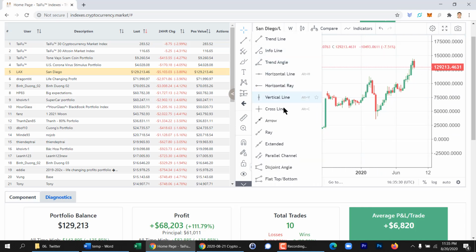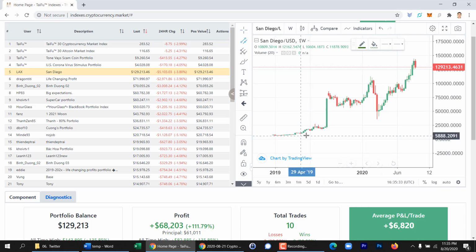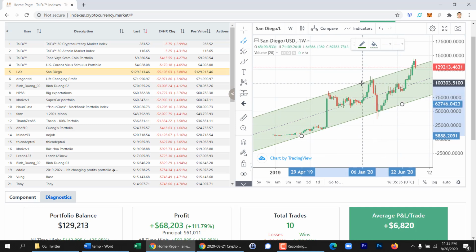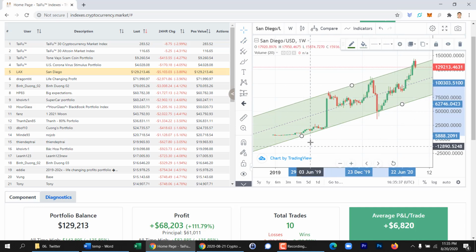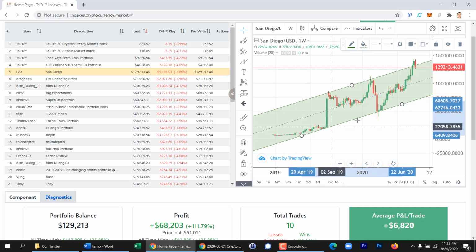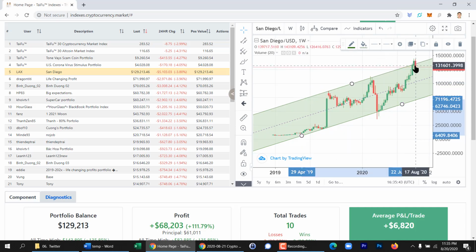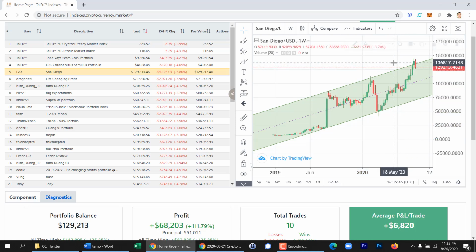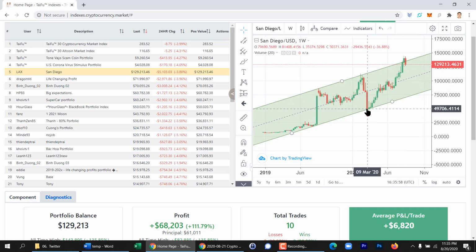If I click on this and draw a trend channel just like that, I'm not surprised that we start selling right here. See that? I would not be surprised if this sold down to here and bounced back up, or if it dropped all the way down to here before it bounced back up again. So that's one way to look at it from an arithmetic chart.